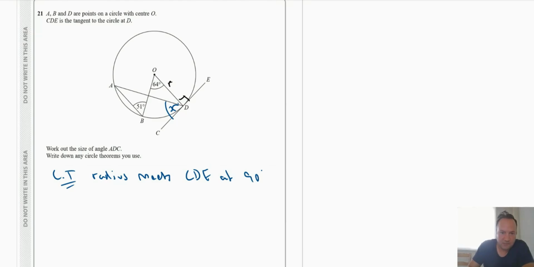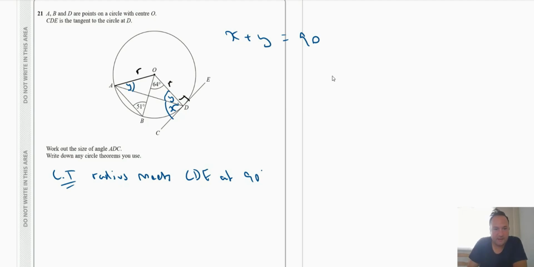Now I'm going to introduce another variable, and I'm going to let ODA be equal to Y. Because what we can see also is X plus Y equals 90, because CDE is a straight line, which adds up to 180. Good. Now, I'm also going to draw another line going from O to A. And what we can see, O to A is also the radius. So that means that the triangle OAD is an isosceles, which means that the two angles are also the same. So we can say that AOD is equal to Y. So that's the first thing.